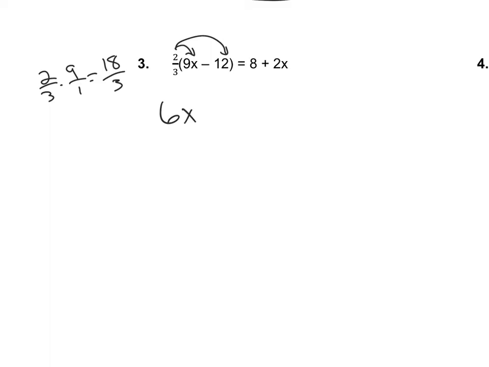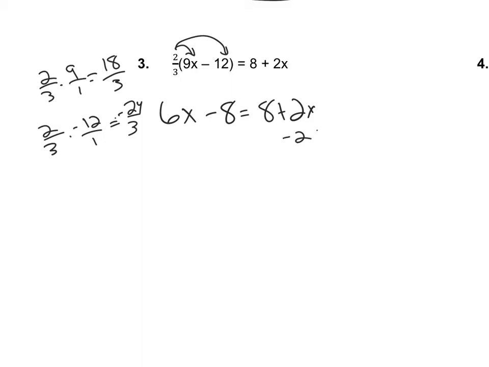So we have 6x. Next, taking 2/3 times -12. So 2 over 3 times -12 over 1. 2 times negative 12 is negative 24. 3 times 1 is 3. So we just divide that in our calculator. Negative 24 divided by 3 gives us a negative 8. So we get 6x minus 8 equals 8 plus 2x.